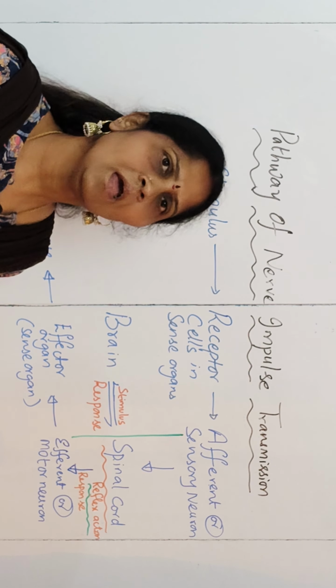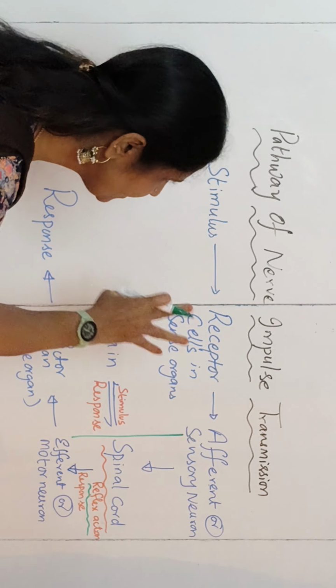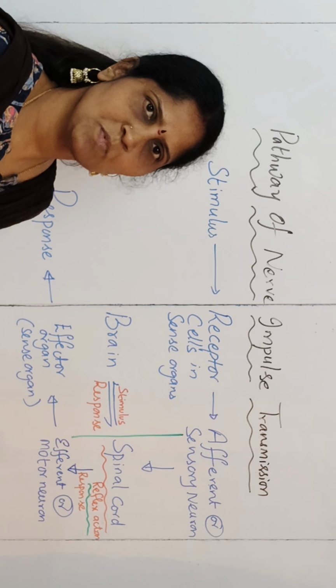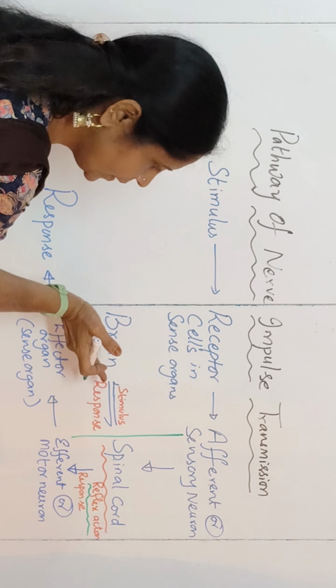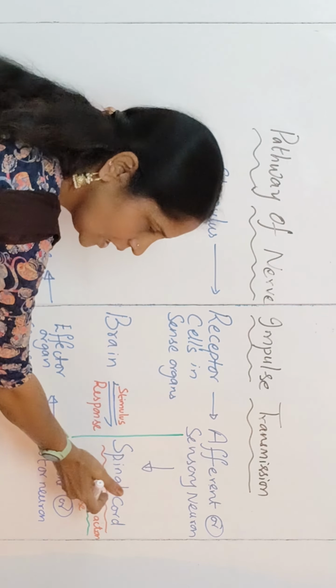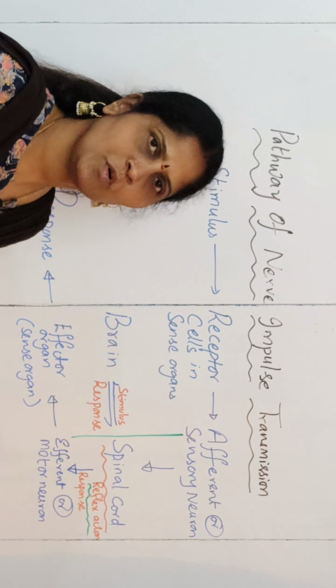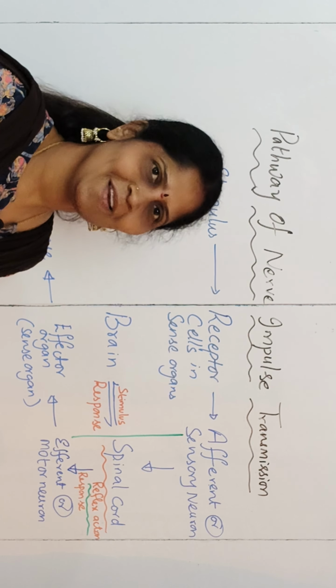Like that we perform different actions, and this is the pathway of how nerve impulse transmission takes place to the brain. But in the case of reflex action, the response is generated through the spinal cord. So I hope you are clear with the concept.